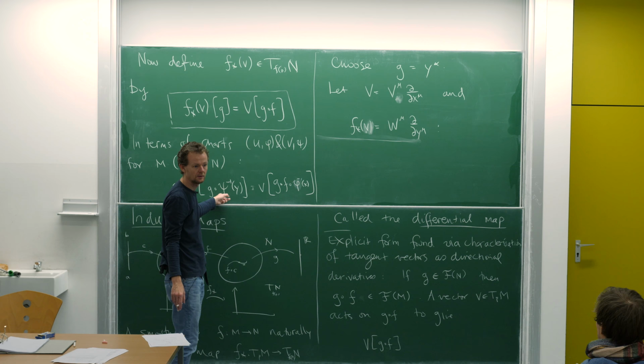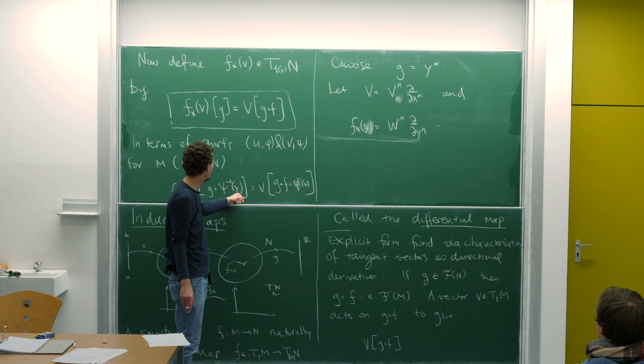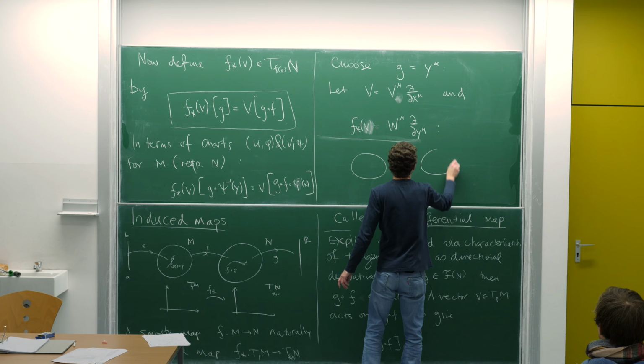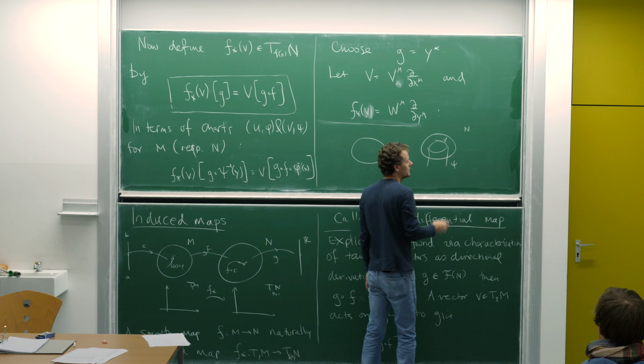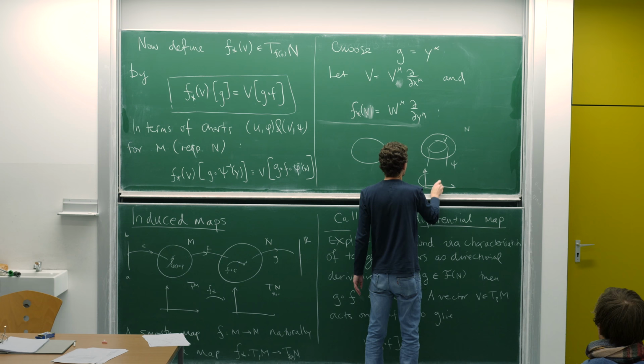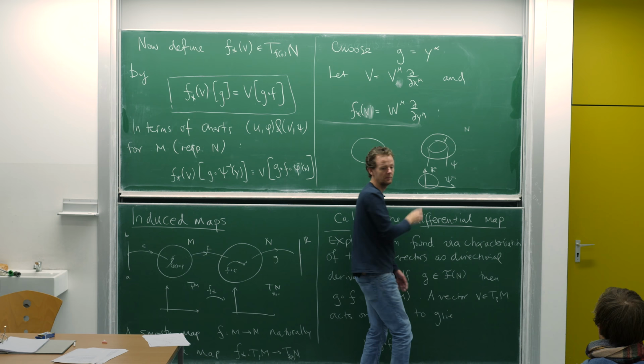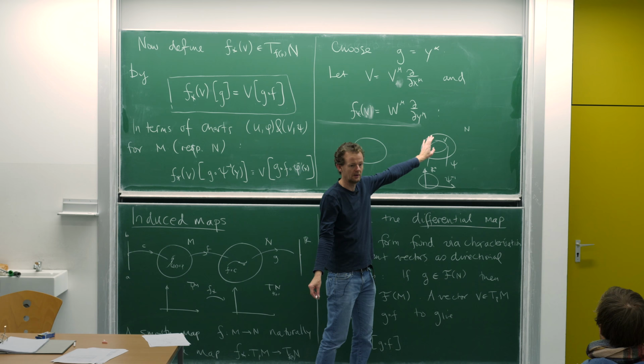So psi inverse of y is the identity itself, independent of G? No, psi inverse of y is not the identity. Y is a point in the... maybe I'll draw a picture. So here's M, here's N. We're working on N. Here's V. Here's our chart psi. Now, psi inverse is a map from Rm to our manifold. So it's not the identity map, it's just our map.